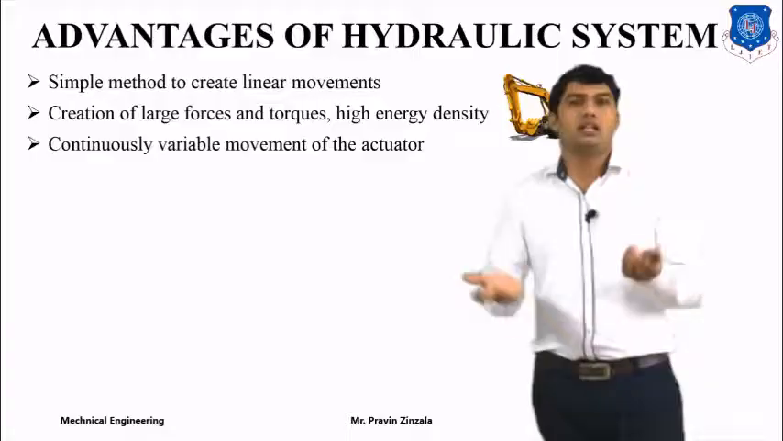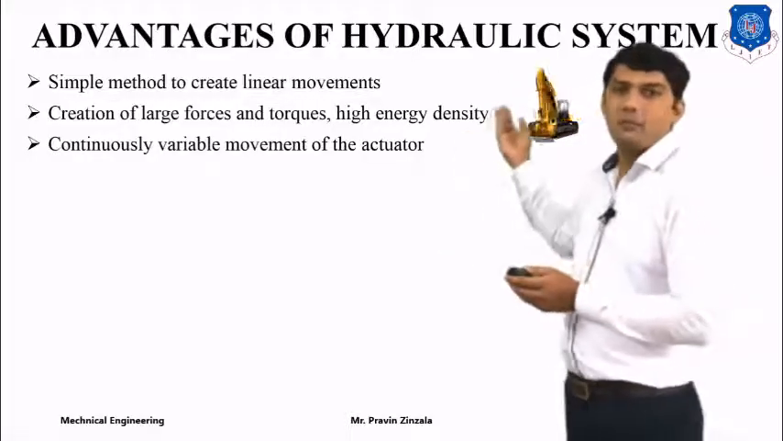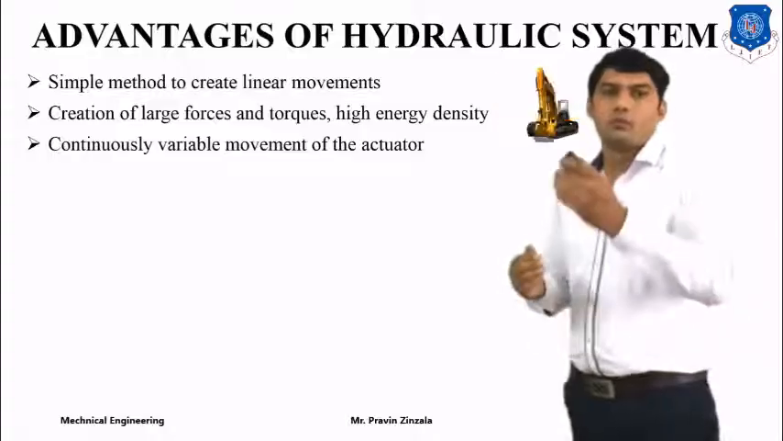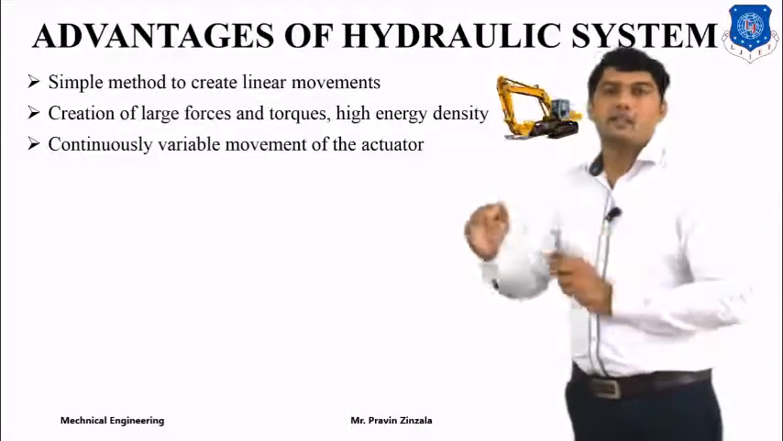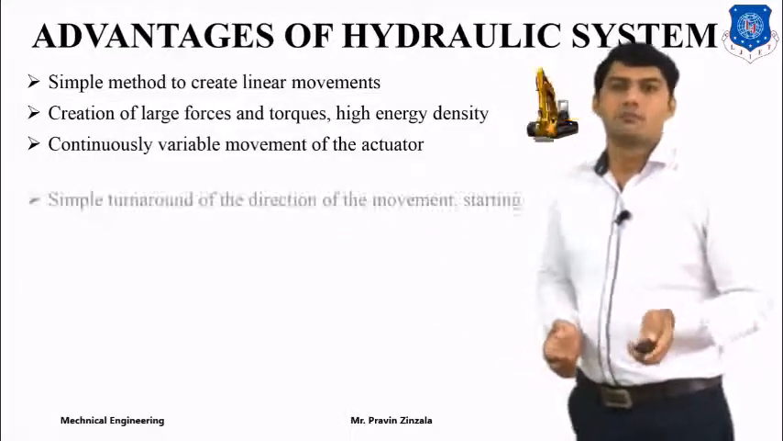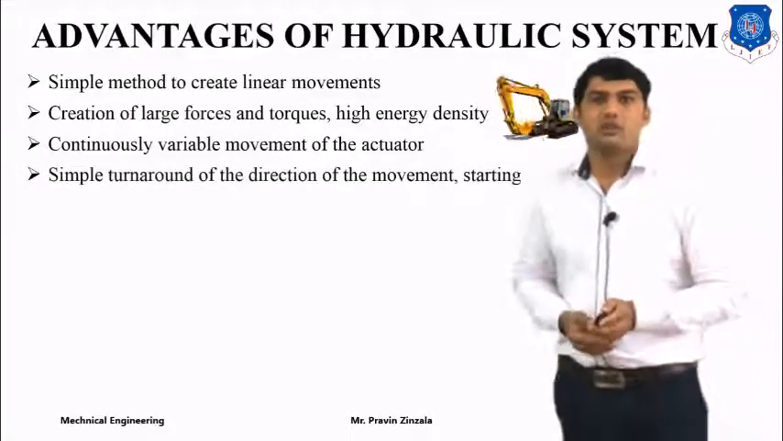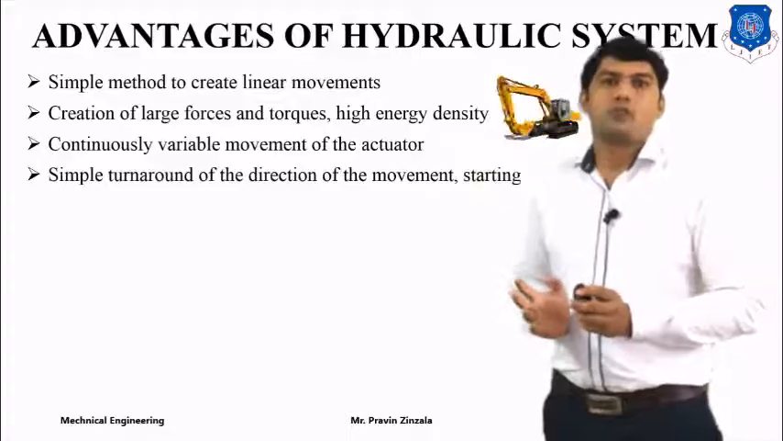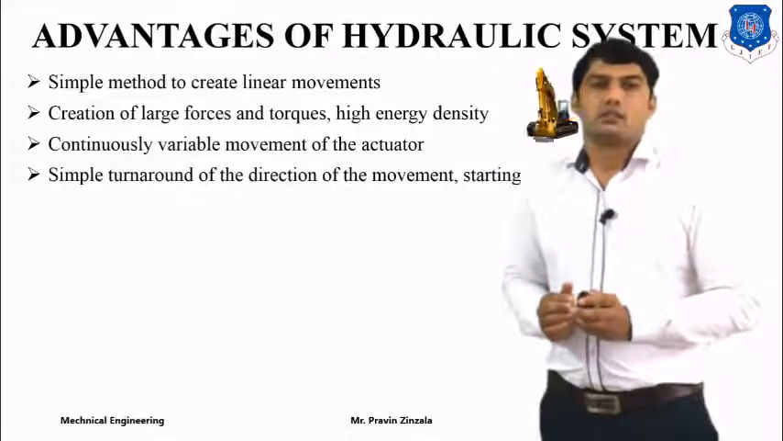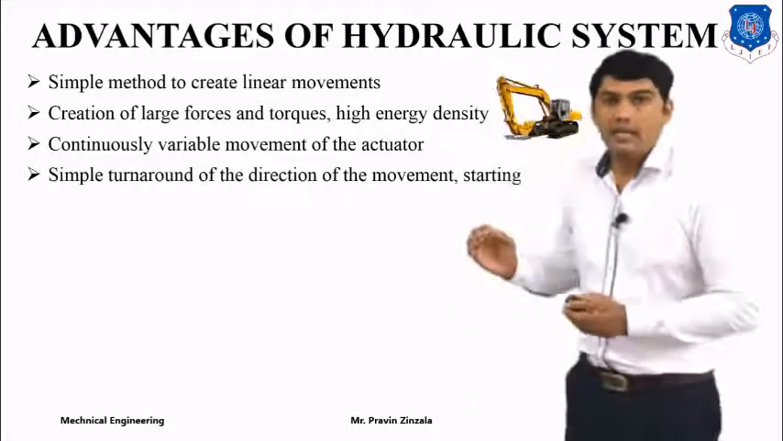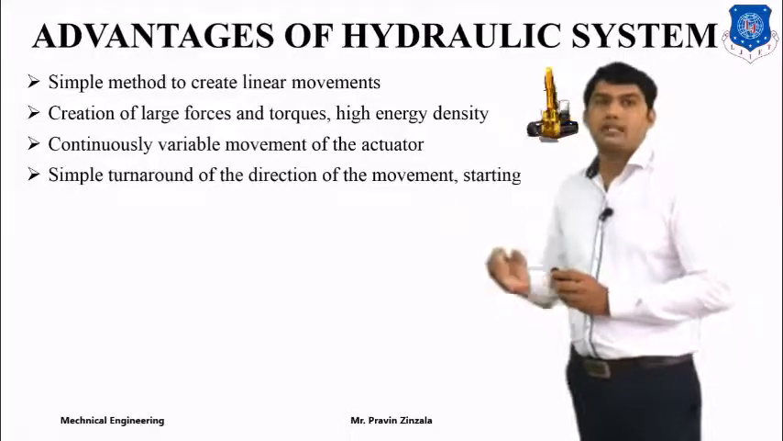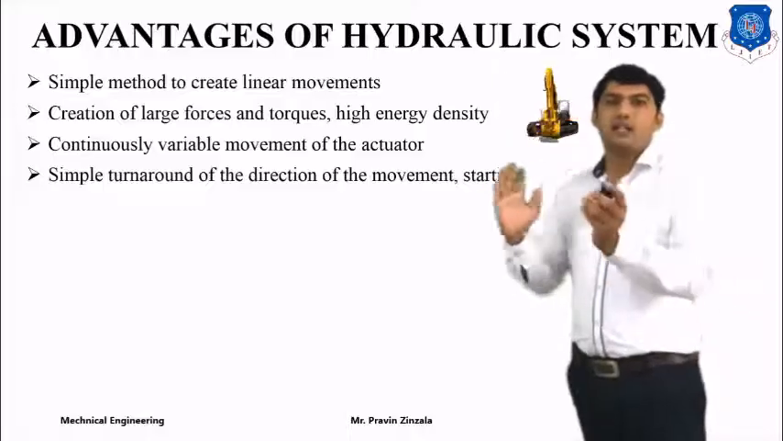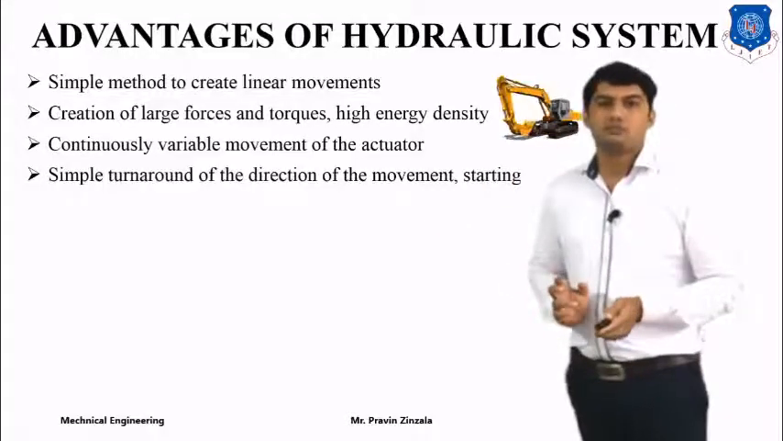The next advantage is continuously variable movement of actuators. We can continuously get the movement. The same example is the JCB. We get continuously variable movement for extraction and retraction. The next advantage of a hydraulic system is simple turnaround of direction of movement and starting, because it uses incompressible fluid. So it starts quickly and we can easily turn the system.